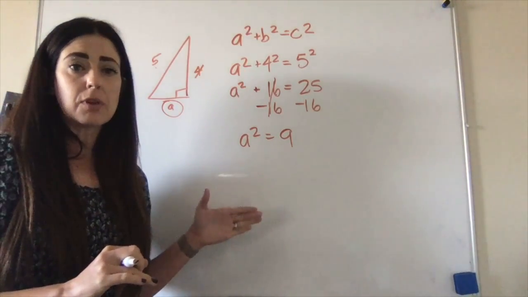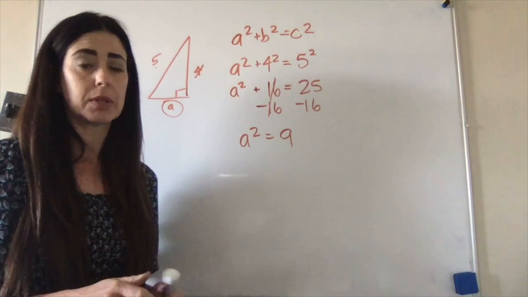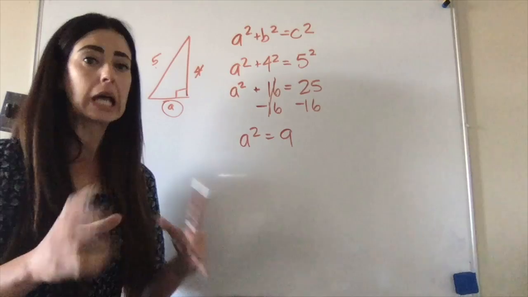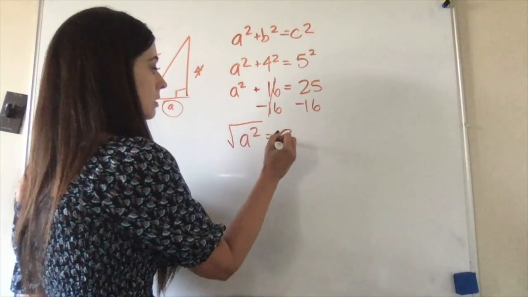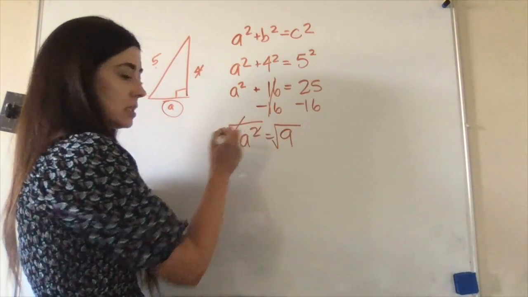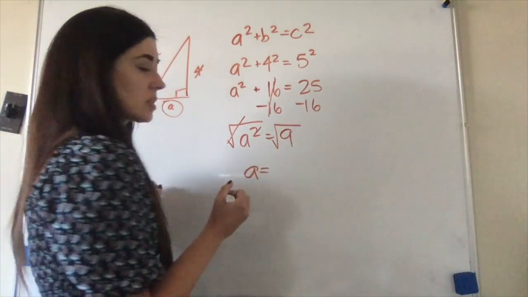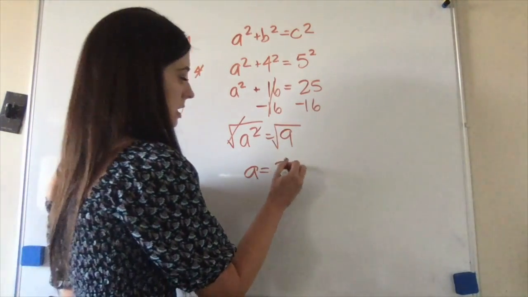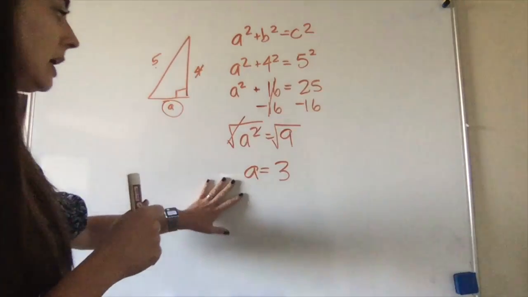Remember, to isolate the variable, we have to do the inverse operation. The inverse operation of squaring something is finding the square root. What undoes squaring? Square root does. So we're going to find the square root of each side. The exponent and the square root cancel out, and we're left with a, and the square root of 9 is 3. Remember, it's called the principal square root, right?